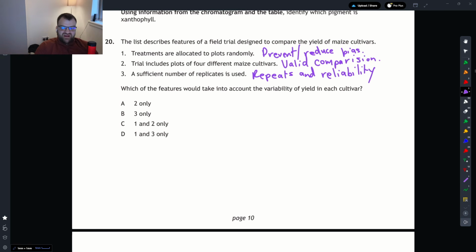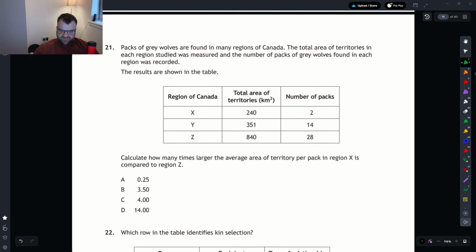You're able to get a more representative value for your results rather than just relying on one number. You've got a few numbers you can take an average of and look at. So that's looking like B. Yeah, I'm going to go for B.